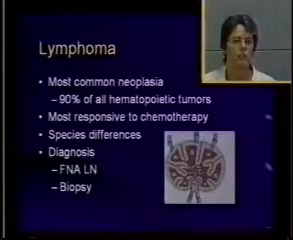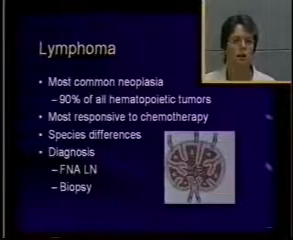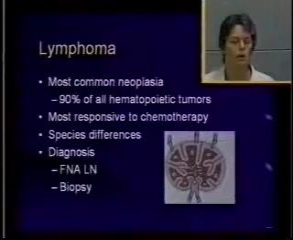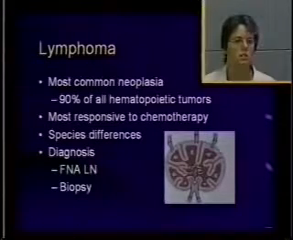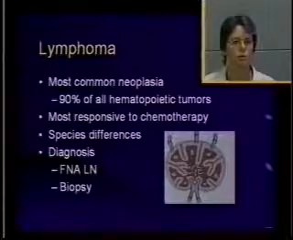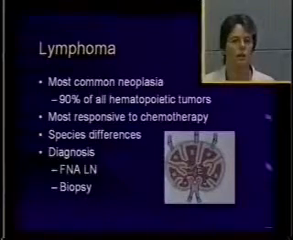We usually make a diagnosis by aspiration of a lymph node or by biopsy of either the lymph node or whichever other body site we think is involved. And when we start talking about species differences, we'll talk about some of the differences between dogs and cats and why lymph node aspirates are not always terribly helpful in diagnosing lymphoma in cats.